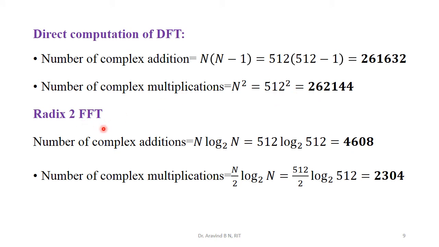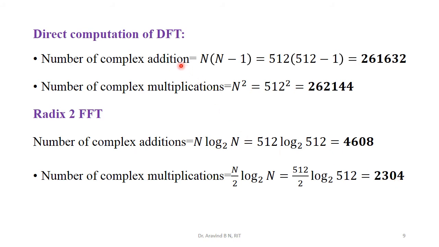With respect to the FFT, we are going to calculate the number of complex additions, which is n log n to base 2. We are going to have this as the answer. The number of complex multiplications is n by 2 log n to base 2. So after substitution, this is the answer we have got.